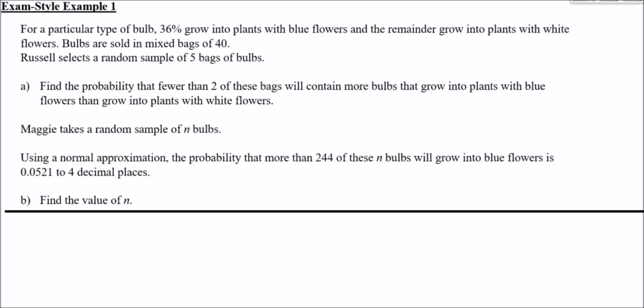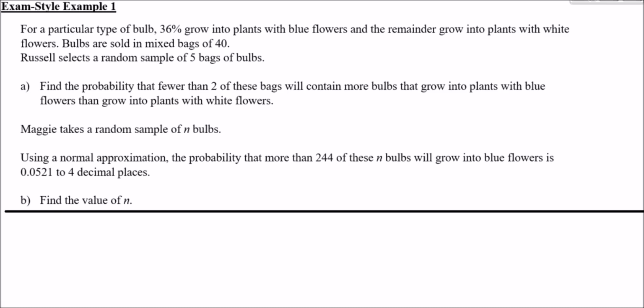So bulbs are sold in mixed bags of 40. So we know how many bulbs there are, we know it's only two outcomes, so it's definitely going to be binomial. Russell selects a random sample of 5 bags of these 40 bulbs. Find the probability that fewer than 2 of these bags will contain more bulbs that grow into plants with blue flowers than grow into plants with white flowers. Well, before we talk about multiple bags, we just need to start thinking about just one bag of 40.